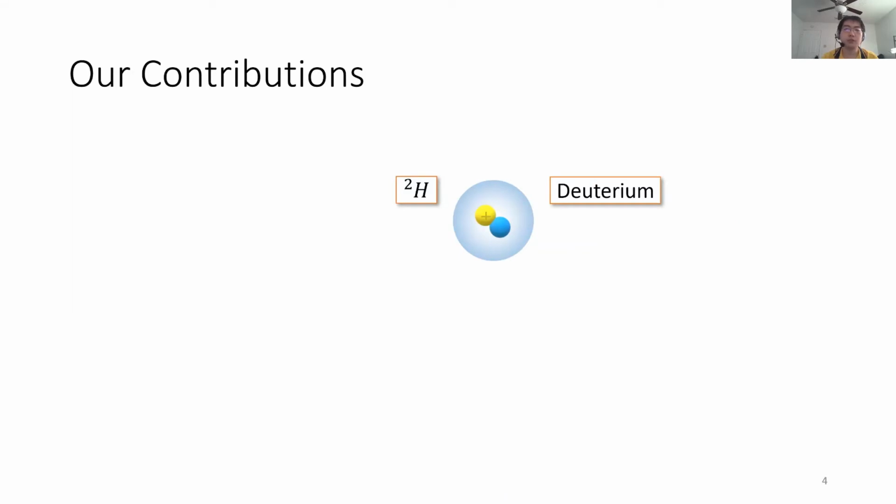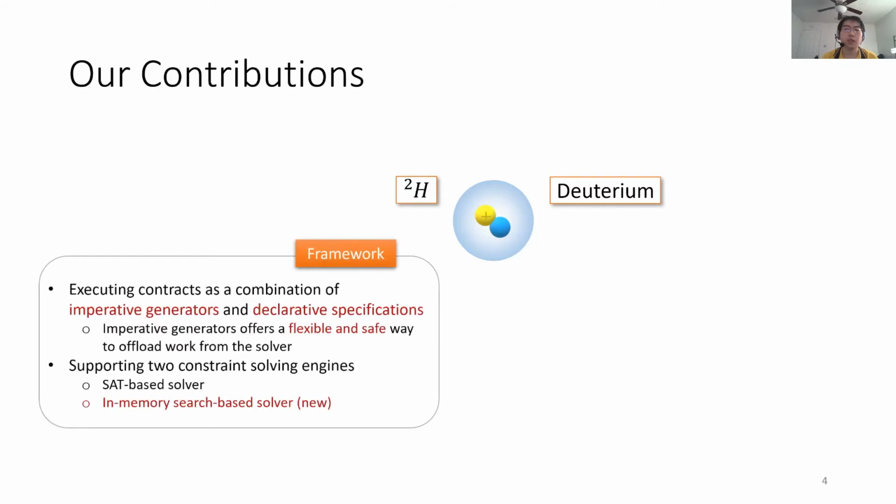We name our contributions after the element used for nuclear fusion. Our framework, Deuterium, is for executing contracts as a combination of imperative generators and declarative specifications. Imperative generators offer a flexible and safe way to offload work from the solver. Deuterium supports two constraint solving engines, a set-based solver, and, for the first time in the study of executable contracts, an in-memory search-based solver.